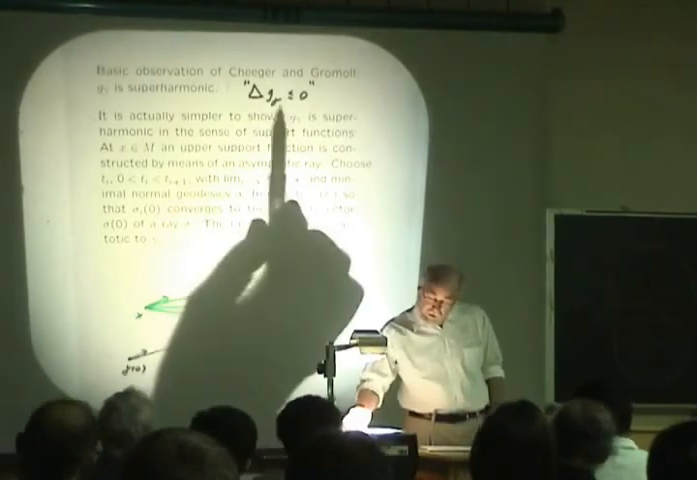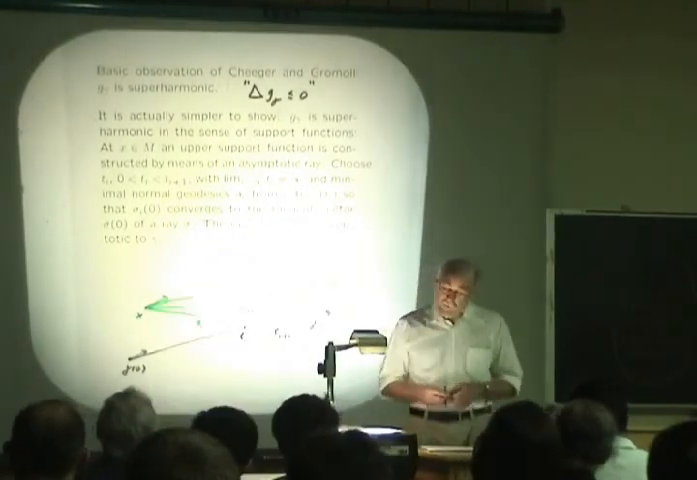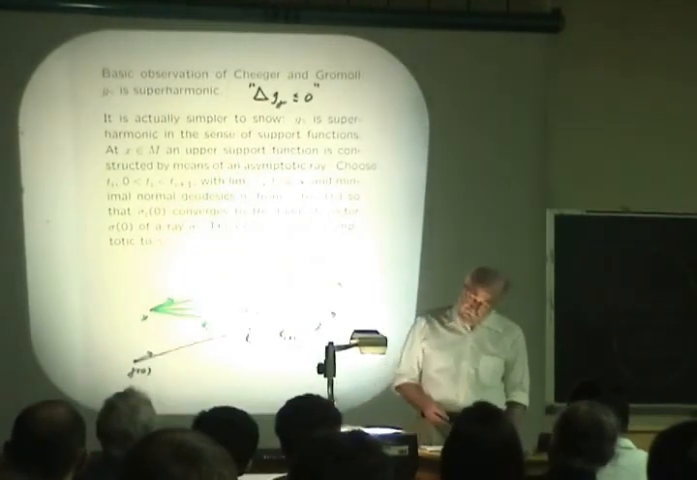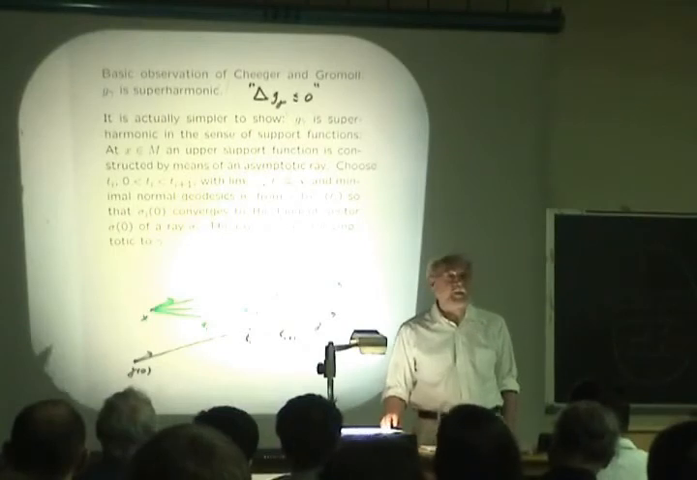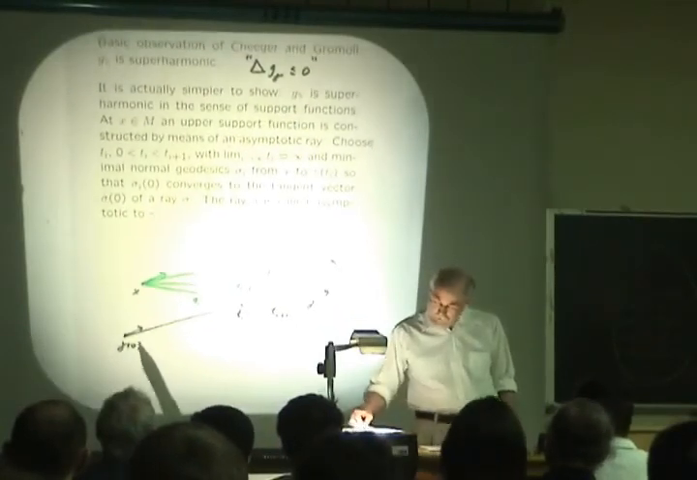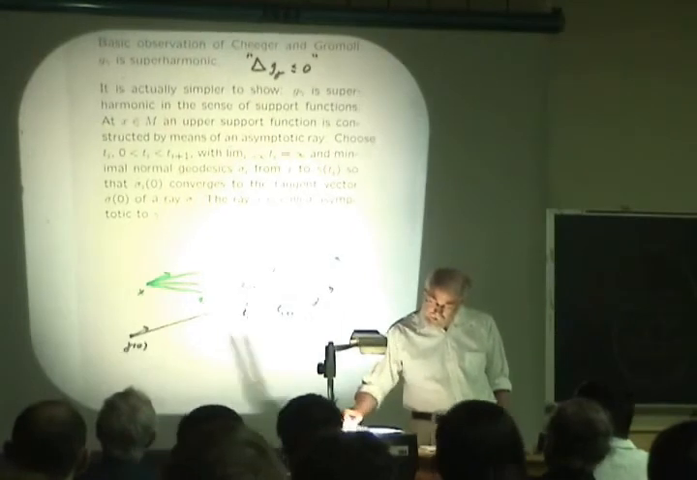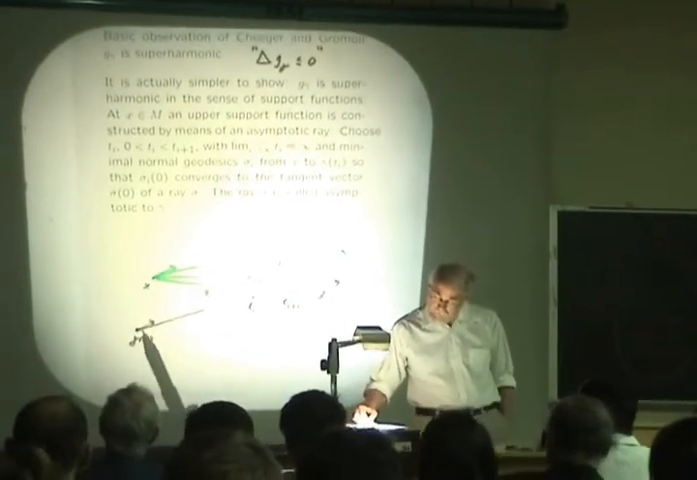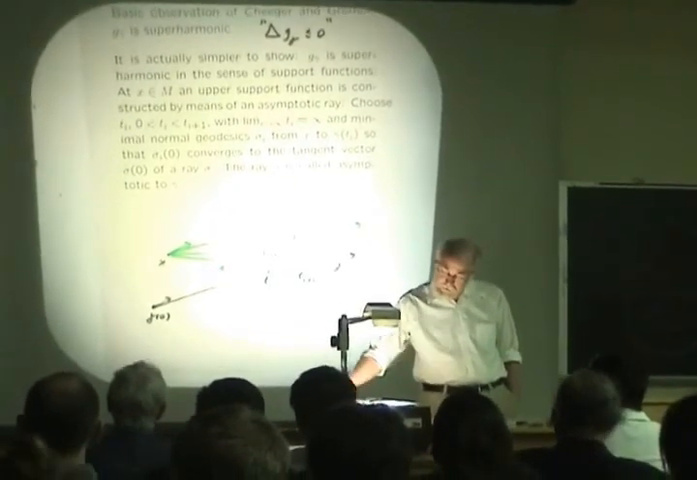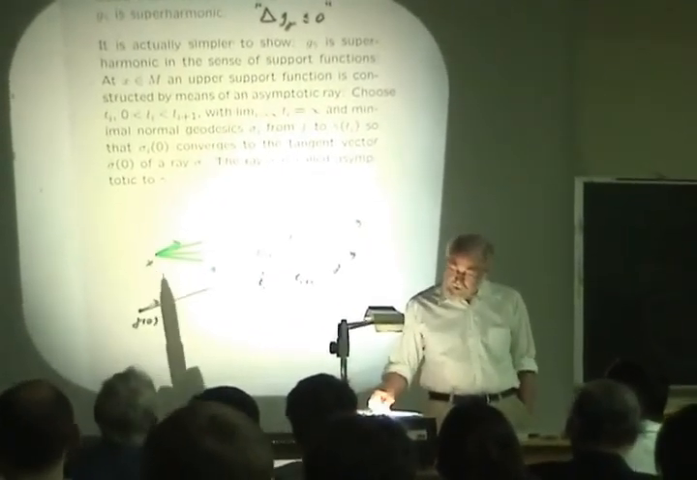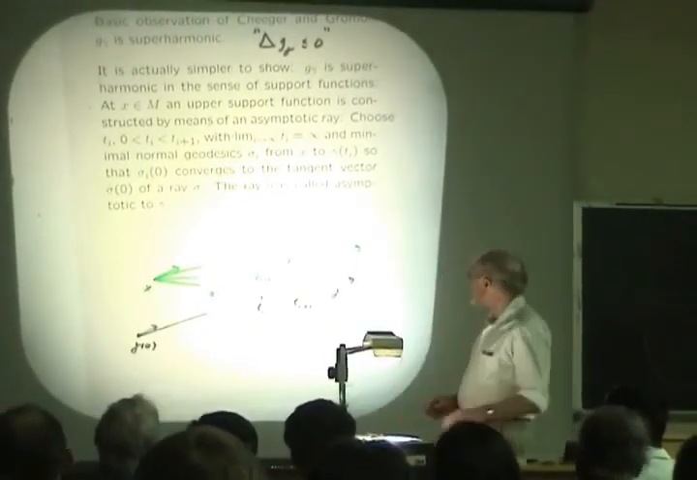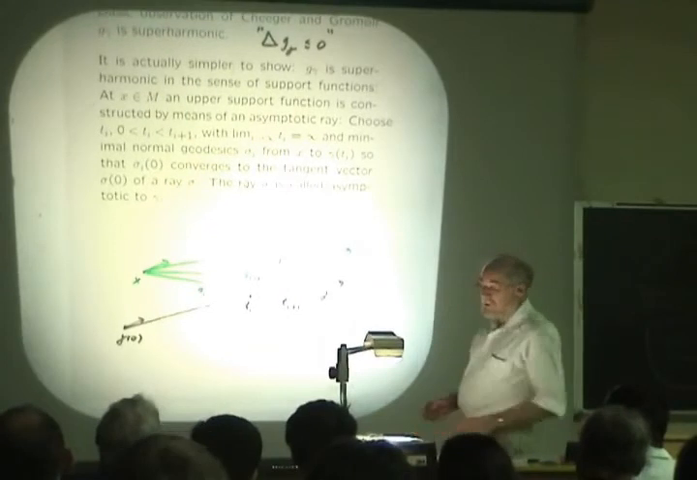What this inequality means is that the Busemann function is superharmonic in the sense of support functions. So what's a support function? Here you have your geodesic ray, gamma, starting at gamma at 0 with initial velocity vector here. This sequence of points ti is going out to infinity. And you want to study the behavior of this Busemann function G gamma in the neighborhood of this point x here.